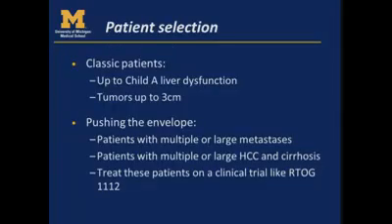So how do you select patients for SBRT then? The classic patients would be patients who have either a normal liver or what's called Child A liver dysfunction, so mildly declined liver function. Tumors up to 3 centimeters, because you get the best dosimetric fall off from that. Pushing the envelope though, we can treat patients with multiple or very large metastases as long as it's done very carefully. Patients with multiple or large HCC tumors and cirrhosis. But I would recommend treating at least the HCC patients on clinical trials like the RTOG 1112 that I hope you have open at your institutions.